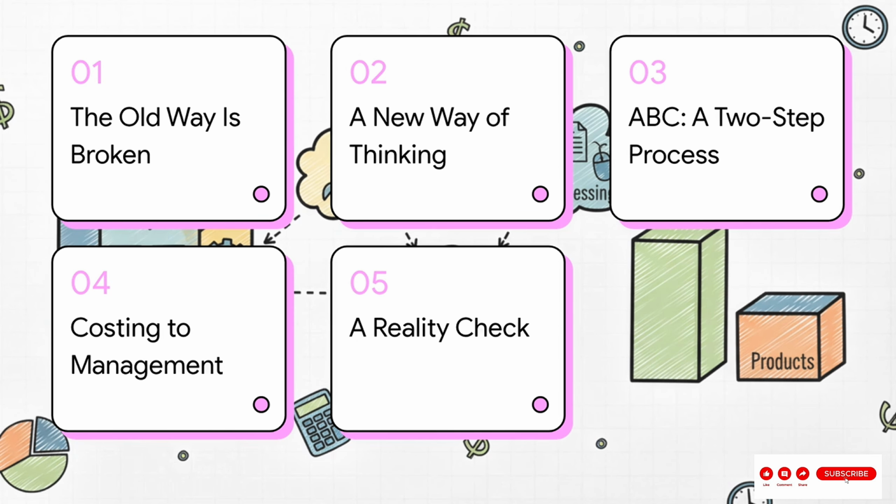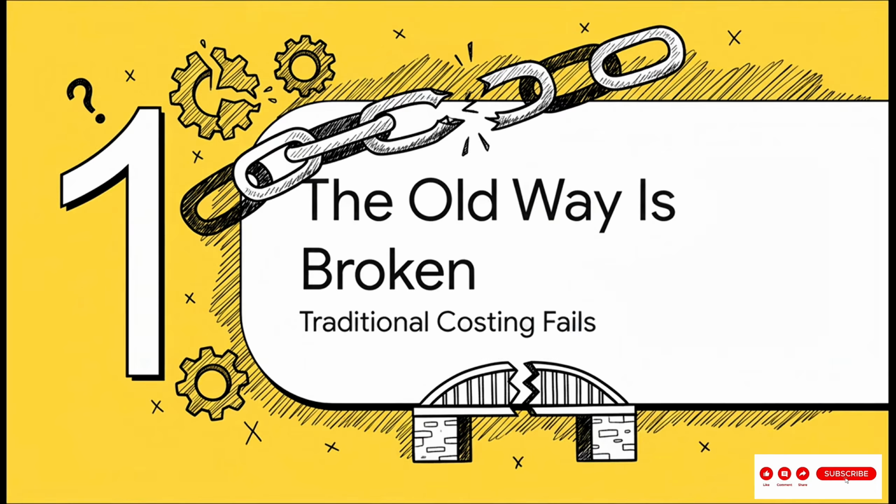We'll start with why the old way is totally broken. Then we'll get into the big idea behind ABC and its two-step process. From there, we'll see how it grows into a management tool, and we'll wrap up with a quick reality check on its limits. All right, let's jump in. Okay, first up, the old way is broken.